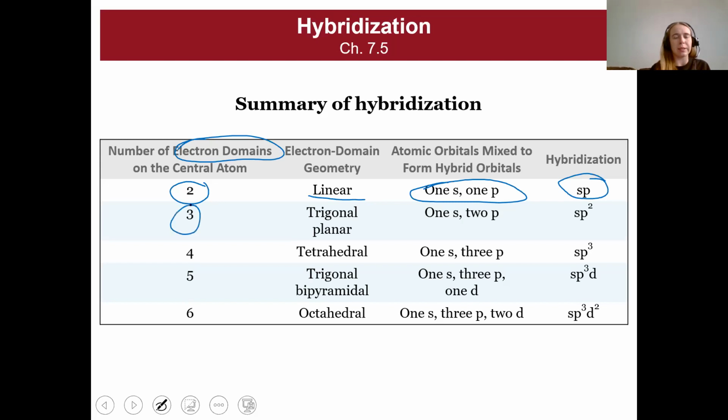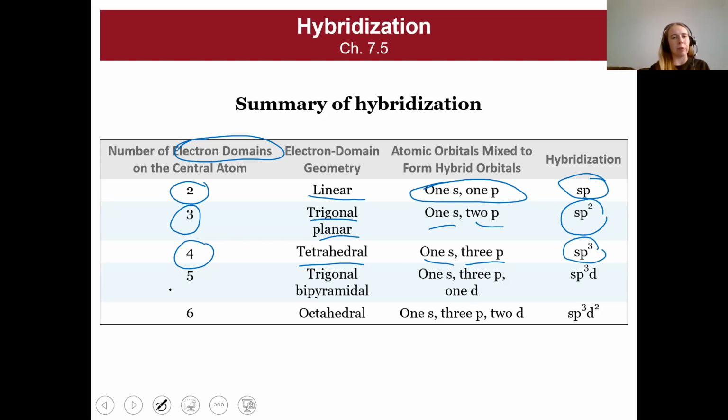If we have 3 electron domains, we've got a trigonal planar molecule. So we're going to take one s orbital and 2 p orbitals, mix them together and form 3 sp2 hybrid orbitals. If we have 4 electron domains, we're tetrahedral. We have 1 s and 3 p orbitals that we're mixing together to form 4 sp3 hybrid orbitals.